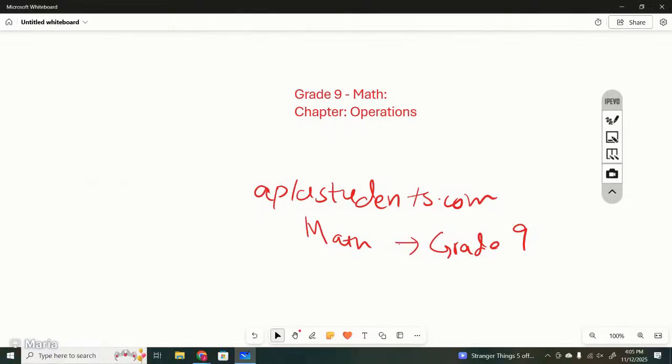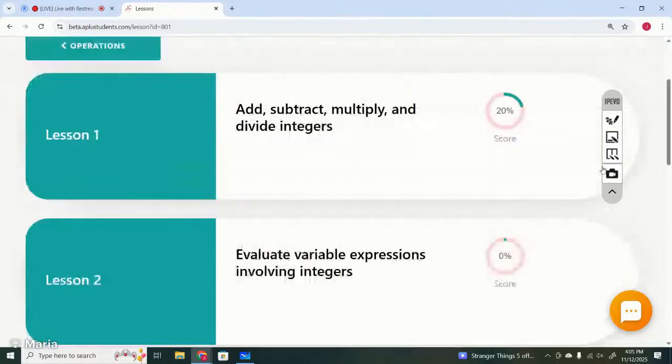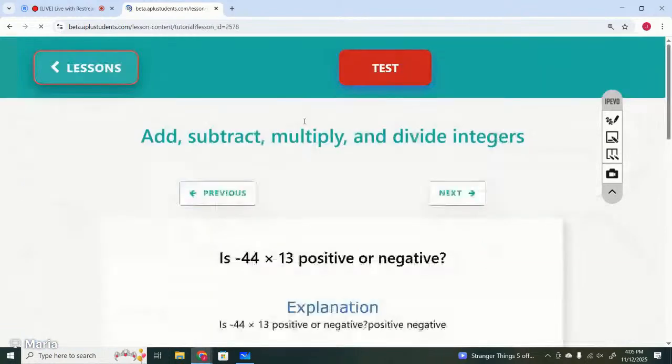So please make sure you have your notebook and pencil so that you can note down the important examples and definitions as well. Here I'm on grade 9 math. The chapter we're on right now is operations. Let's start with the lesson: add, subtract, multiply and divide integers.